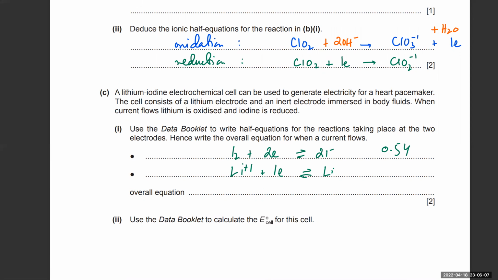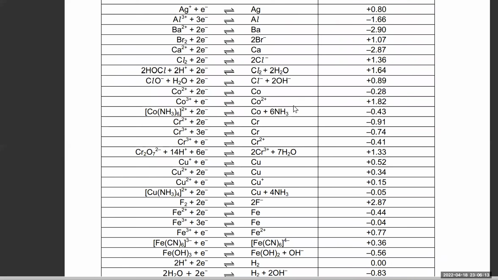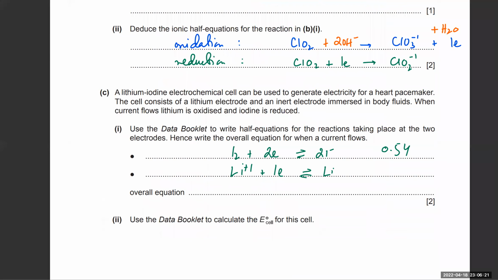Not really sure what the value is, so we'll just look it up for lithium. It's this one. This is minus 3.04 volts. So who gains electrons, who loses electrons? The lower one loses and the higher one gains. And you need to balance the number of electrons.